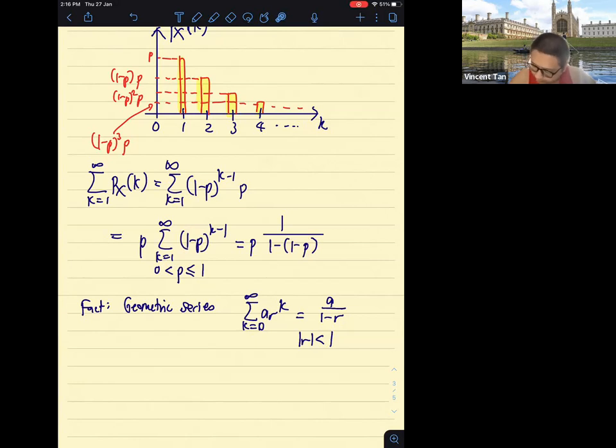Now we assume p is not zero, then we are okay. Then we can apply the geometric series formula. And this is nothing but one, because this p cancels that. So as you can see here, the reason why it's called geometric random variable is because it's characterized by a geometric series. This answers Liao Xue's question. Any more questions?